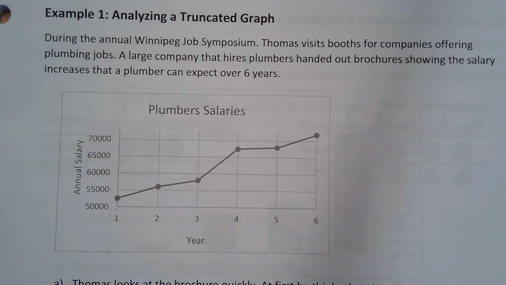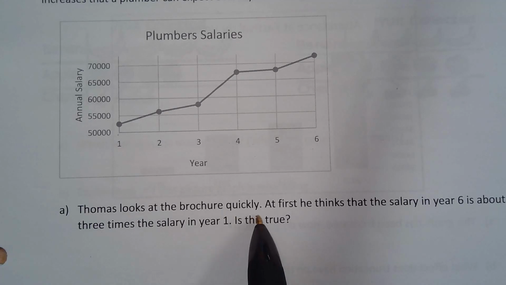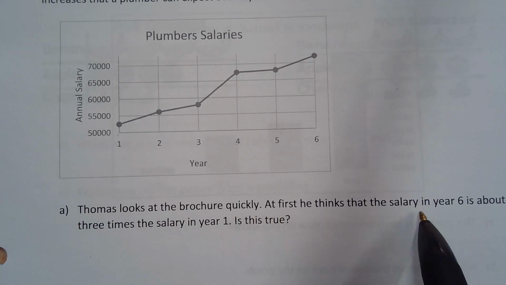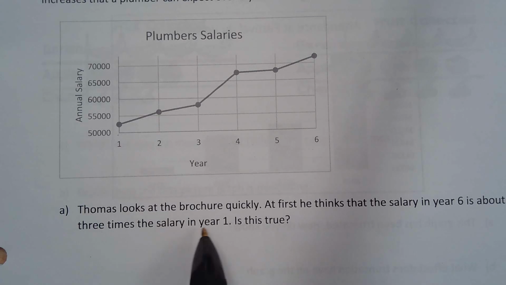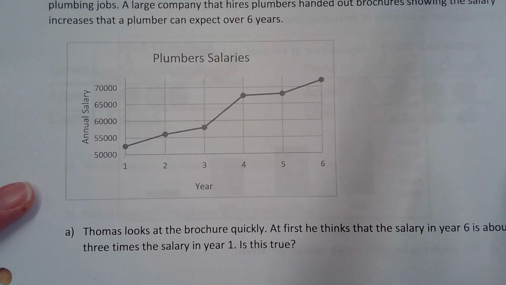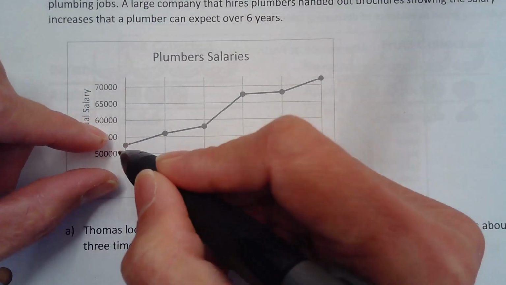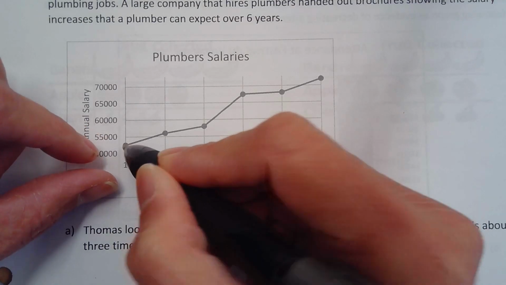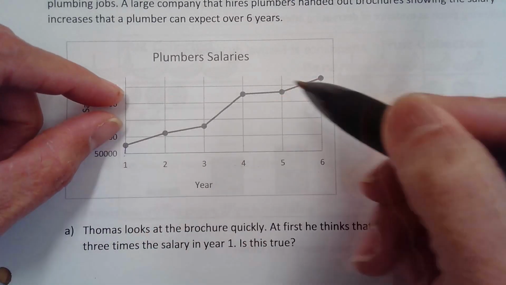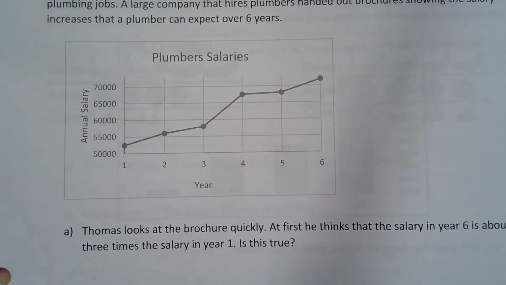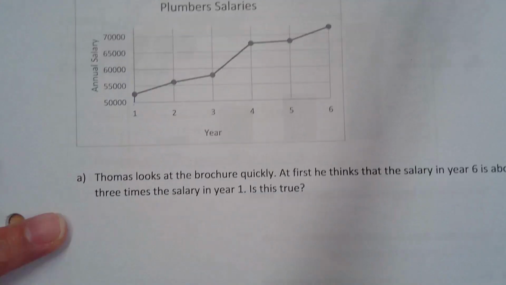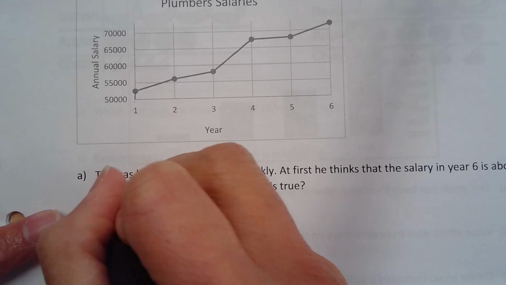Okay. So it says here, Thomas looks at the brochure very quickly. At first, he thinks that the salary in 6 years is about 3 times the salary in year 1. Wow. He's going to earn 3 times more. Do you think that's true? No? Because if you take a look at this, this one here, this is how much I have. And then if I multiply it by 3, is that how much I'm gonna have? Is this true? The answer is no.